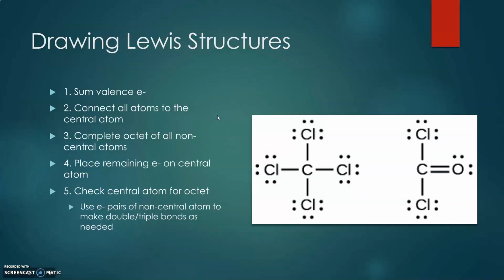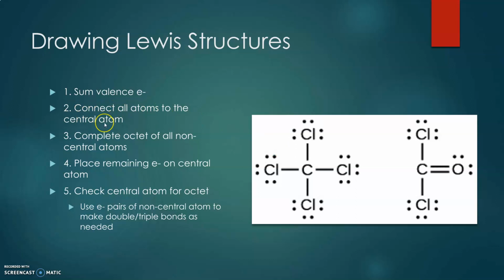Lewis structures. If you follow the rules, you're going to get it right most of the time. First off, you sum the number of valence electrons. In this case, Cl's got 7. 7 times 4 is 28, plus carbon, which has 4, which would be 32.